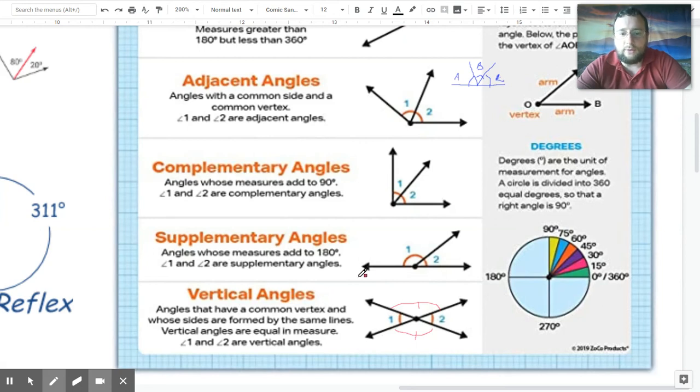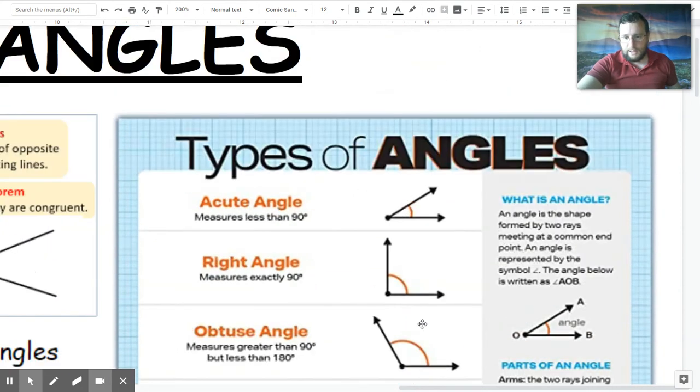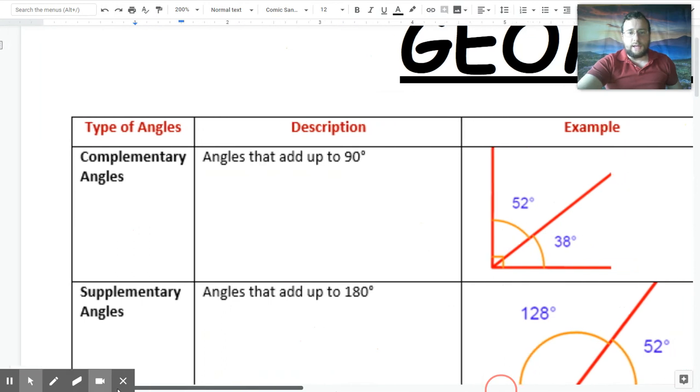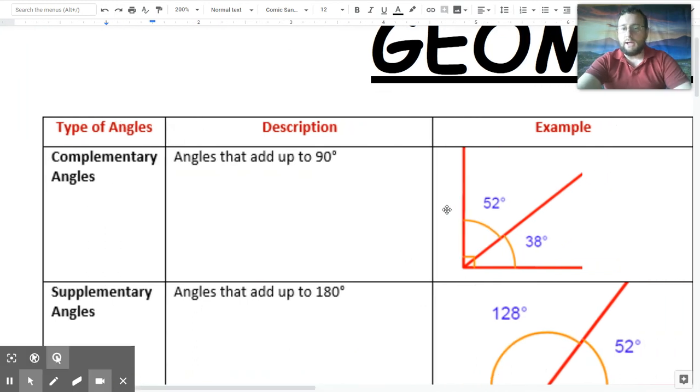Another thing that's interesting too, when you have a supplementary angle, you always have at least one obtuse and one acute adding up together. All right, so those are the terms. Let's go through it one more time with a few more examples, and hopefully that'll make it clear. So here's an example of complementary angles that add up to 90. So 52 and 38, when put together, make 90.